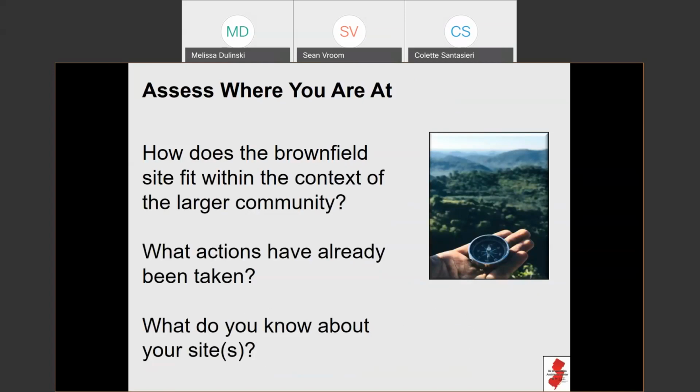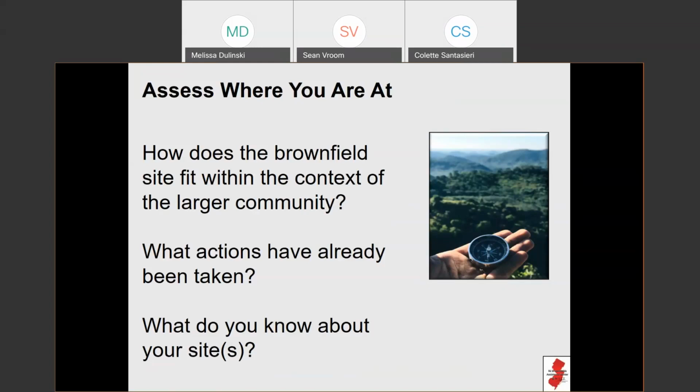So here's what we recommend. First, assess what plans are out there and how they relate to your brownfield site. For instance, look at your municipal master plan. What does the master plan say about the area of town in which your site is located? If the master plan shows your site's area as being designated for open space, you might not want to plan for your brownfield site to be redeveloped for commercial use, as an example.